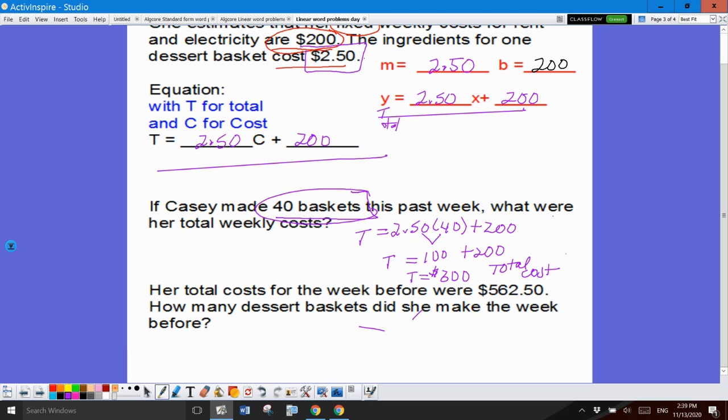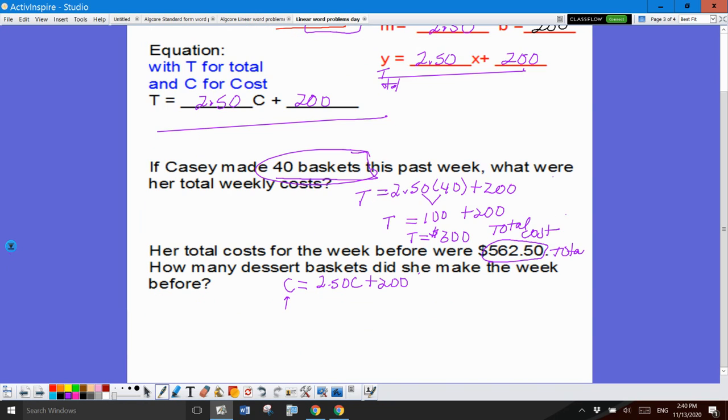Okay, so let's keep going here. Her total cost for the week before was $562.50. How many dessert baskets did she make? Well, this is different. This is not baskets. This is total cost. So if I think about my equation, T equals 2.50C plus 200, this is a total. So it needs to go here. So 562.50 equals 2.5C, and I'm going to go ahead and get rid of that 0, plus my 200.